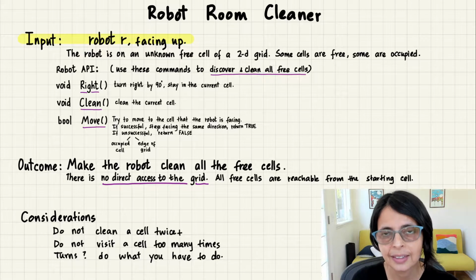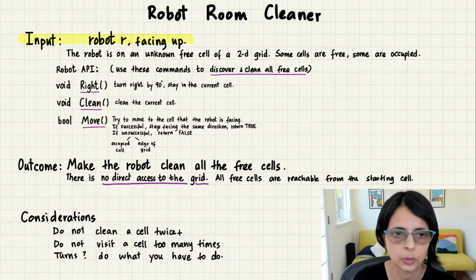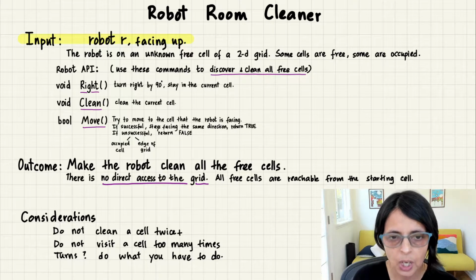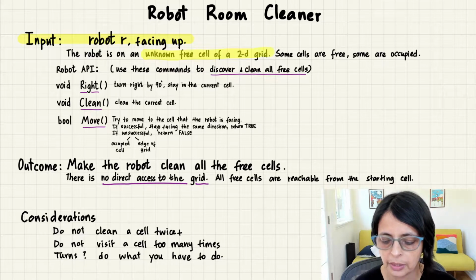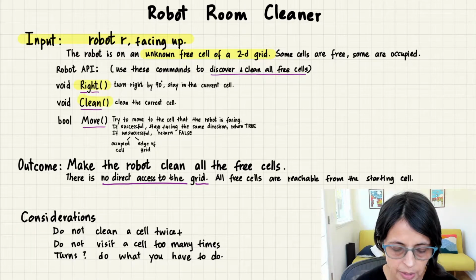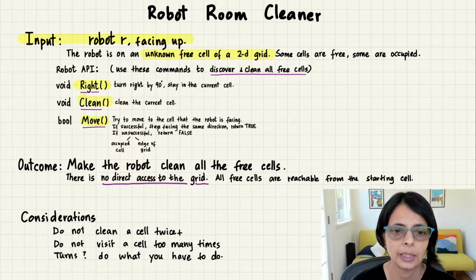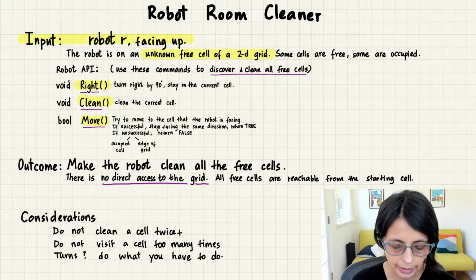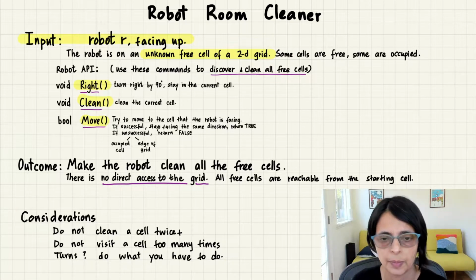The grid is an implicit part of the input. It's not explicitly provided to us. We know that the robot is on an unknown free cell of a 2D grid, okay? And we know the 3 ways we can move the robot, so that's part of the assumption. The outcome is make the robot clean all the free cells, okay? And the considerations, which we didn't talk about, so what are we trying to optimize here?